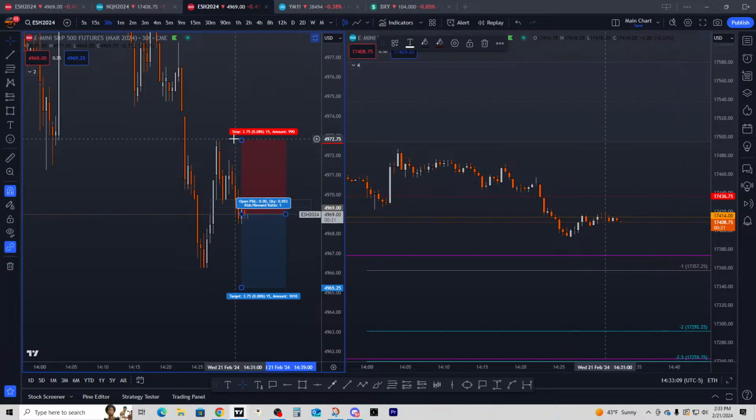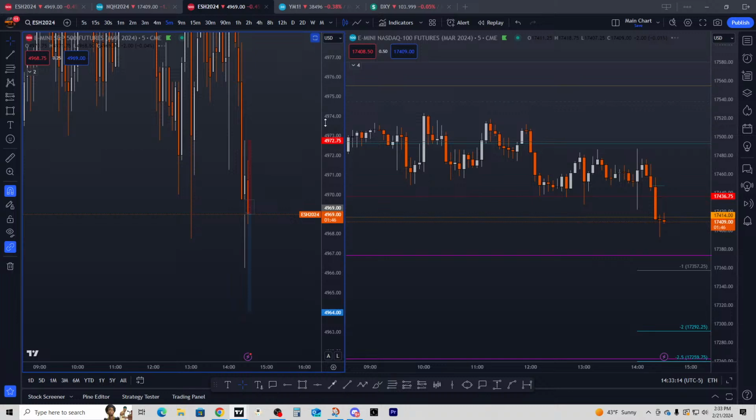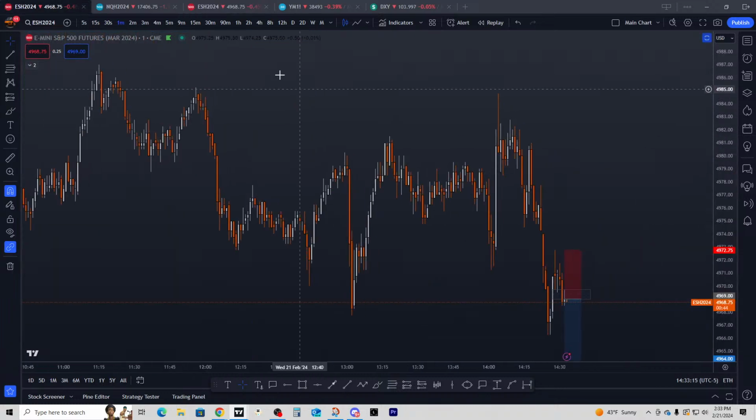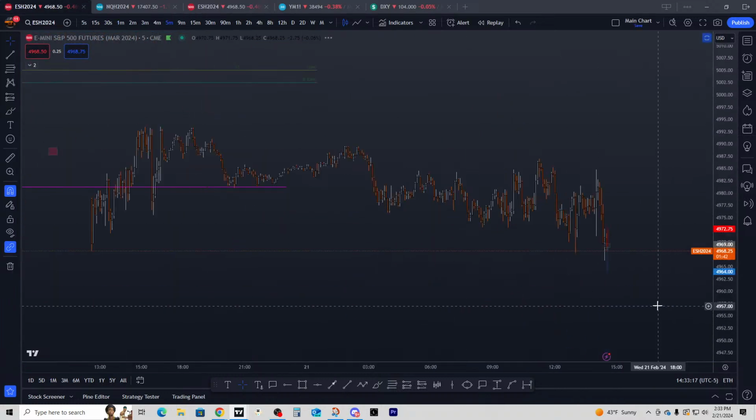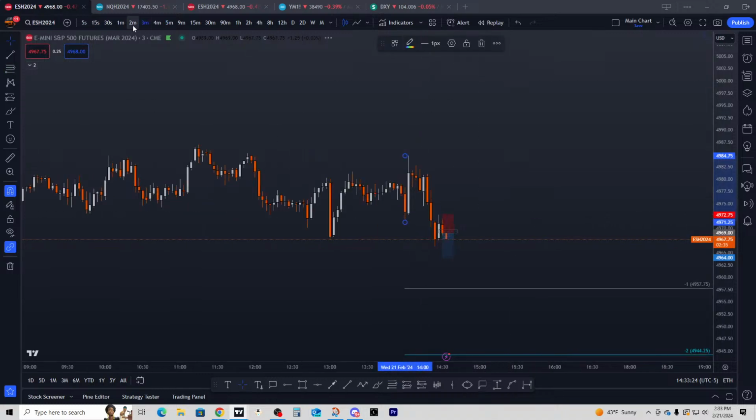So you entered here. Stop loss there. You go 5 points. But like I said, I'm not trading that. I don't trade like this, usually. We're in continuation. I need to see more.